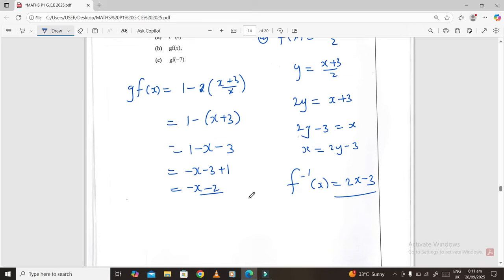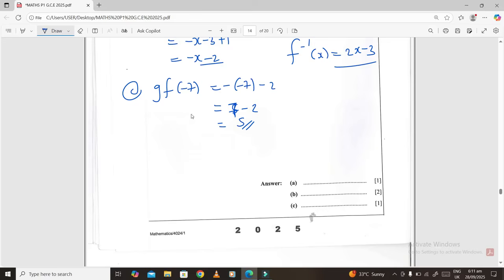So the last question, that's C, they are saying we find g of f of negative 7. Meaning where there is x, put negative 7. So this is 7 minus 2, which is equal to 5. Negative times negative is positive, and 7 minus 2 will give us 5. So we can write the answers here. The f inverse of x is equal to 2x minus 3. For question B, it's minus x minus 2. For question C, it's 5.